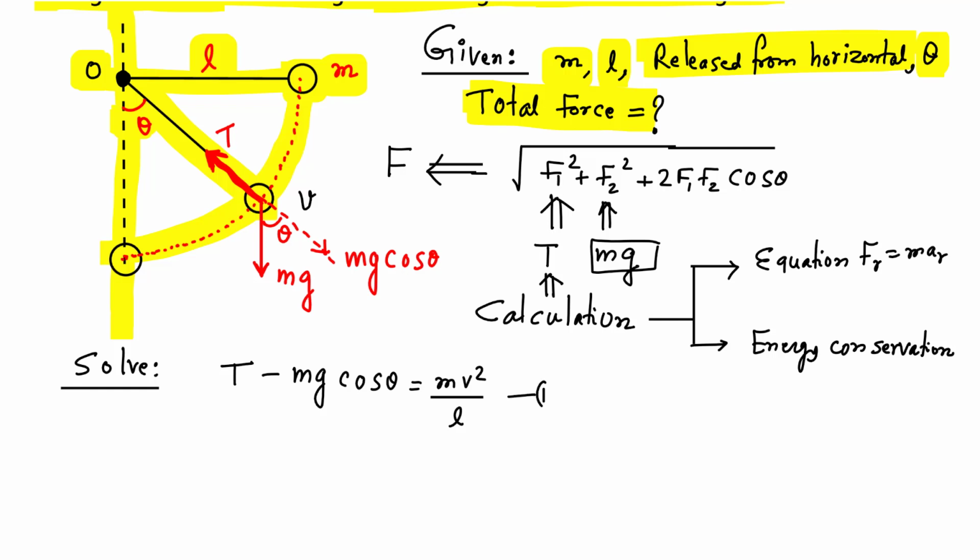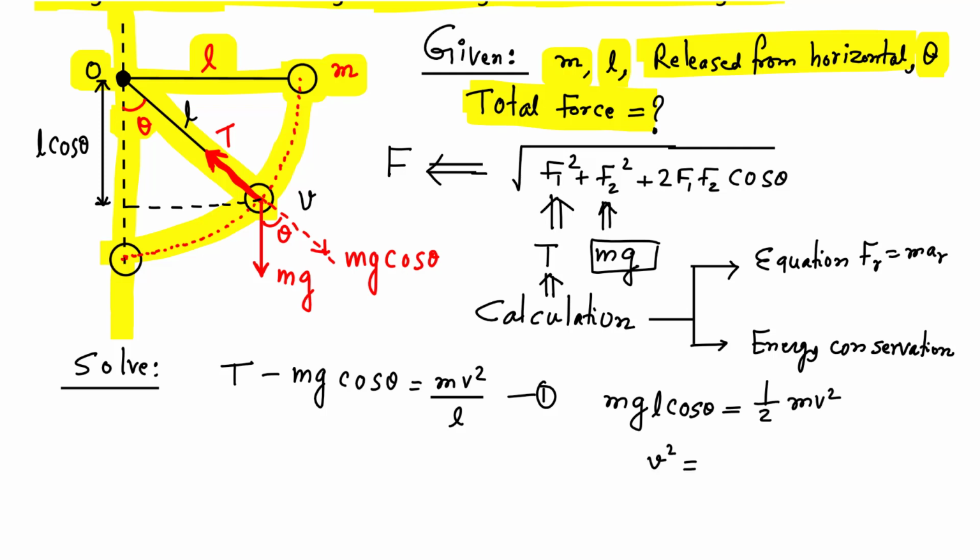So this is one equation, and the second equation we can write using energy conservation. What is the loss in potential energy? This is the final position, and this is the loss in potential energy. This length is L, so this length will be L cos theta. So the loss in potential energy, mgh, in this case mgL cos theta, is equal to the gain in kinetic energy, that is half mv squared.